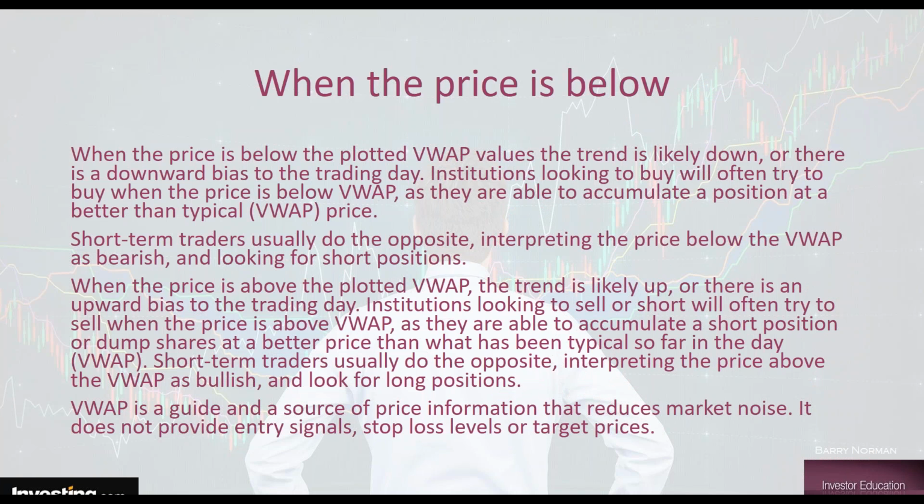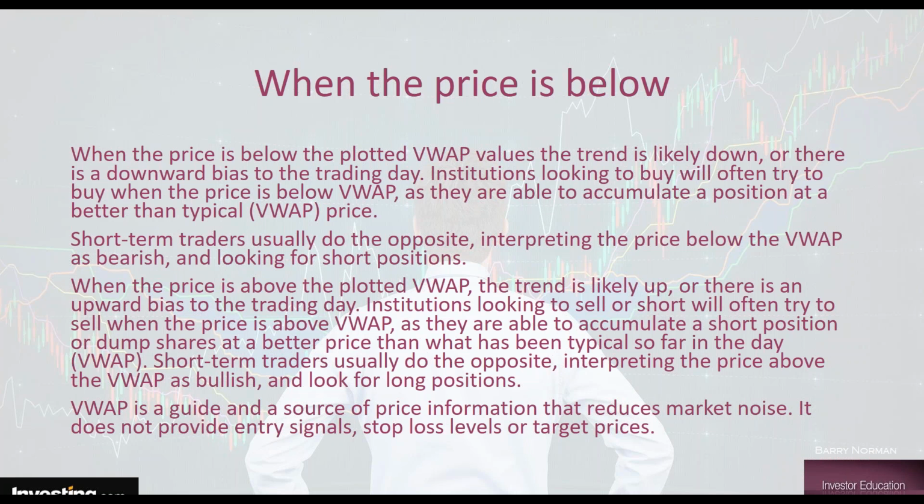When the price is below the plotted VWAP values, the trend is likely down and therefore there is a downward bias to the trading day. Institutions looking to buy will often try to buy when the price is below the VWAP, as they are able to accumulate a position at better than the typical price. Short-term traders usually do the opposite, interpreting the price below the VWAP as bearish and looking for short positions.